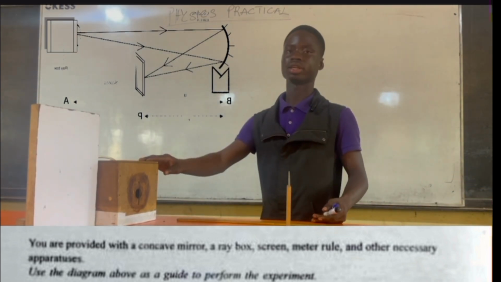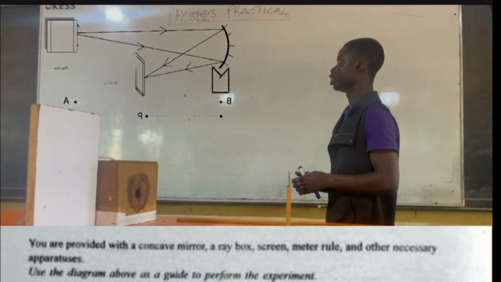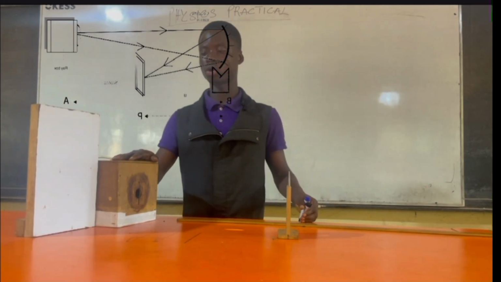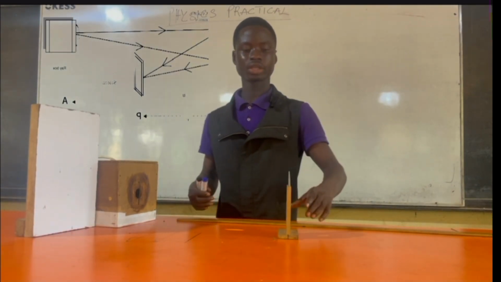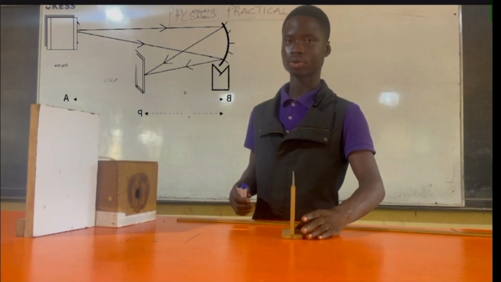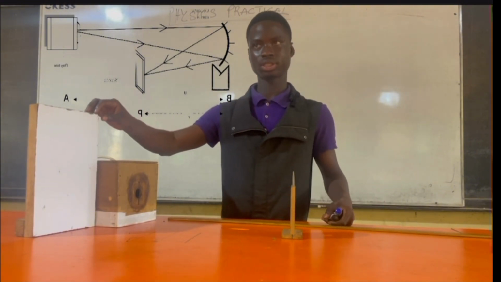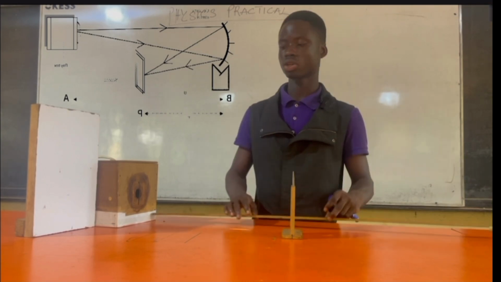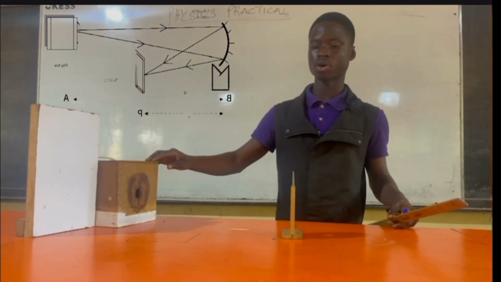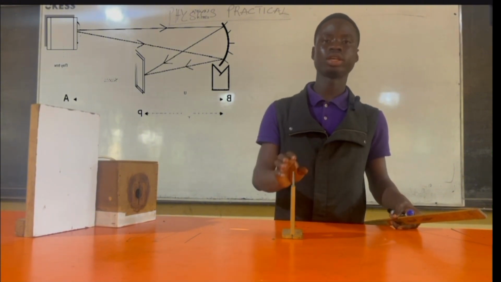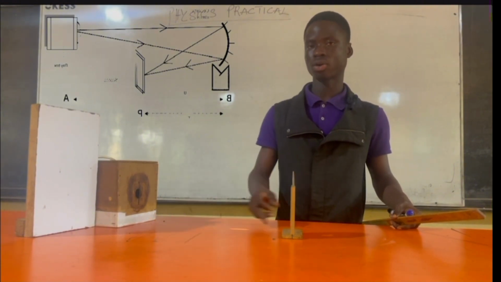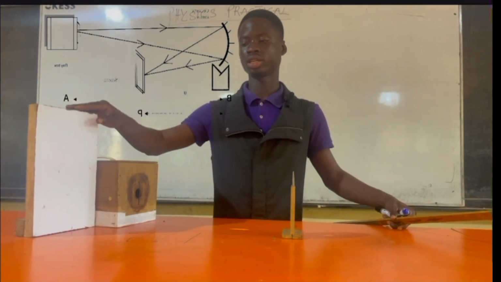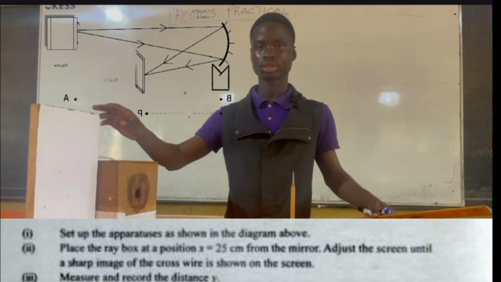Now let's mount the apparatus as shown in the figure above. In the figure, we have our ray box in this position facing the concave mirror, while the screen is in the opposite direction to the concave mirror. From the ray box, our light source, to the mirror is our object distance, and from the mirror to the screen is our image distance.